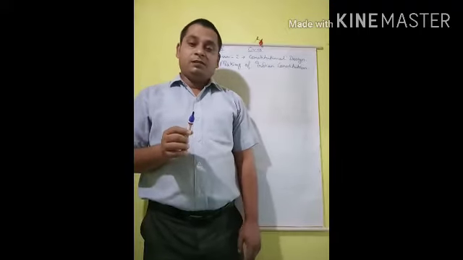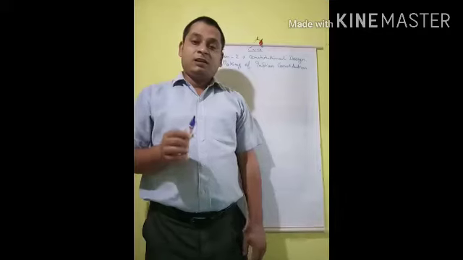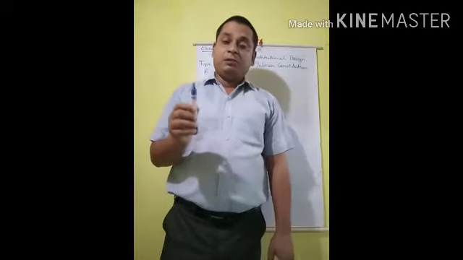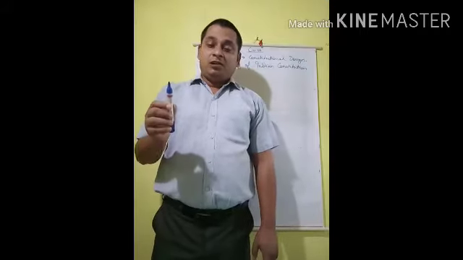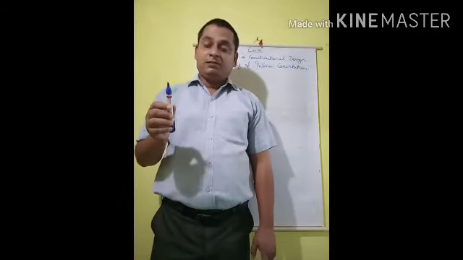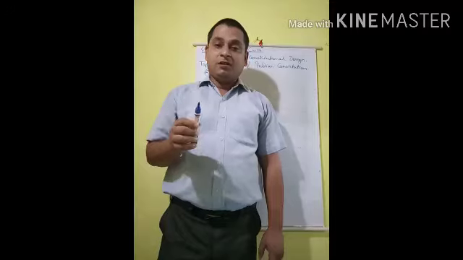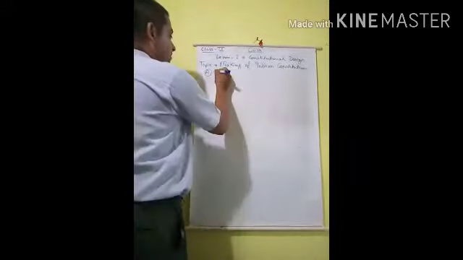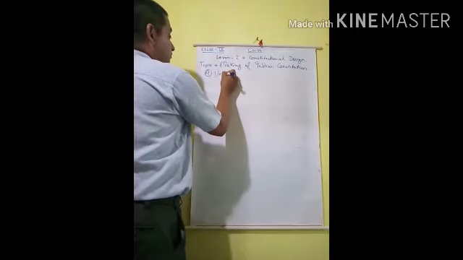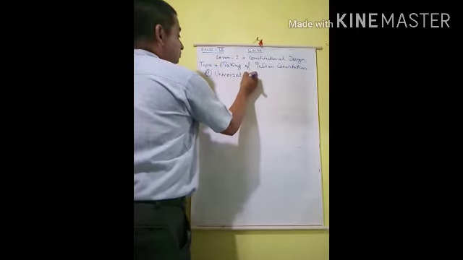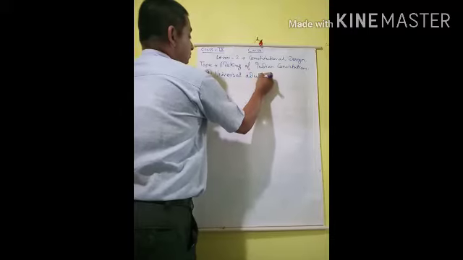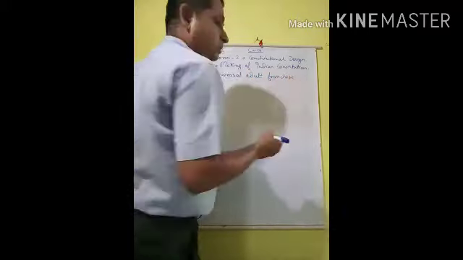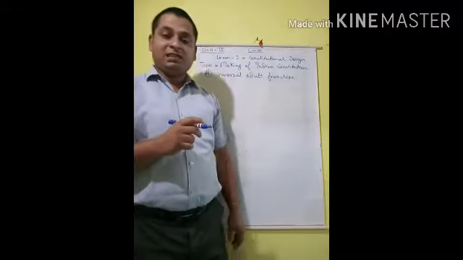Therefore they tried to draft a constitution that would give equality, freedom of speech, expression, and universal adult franchise to the citizens. Now we are going to discuss them one by one. The first thing is universal adult franchise. What is universal adult franchise?